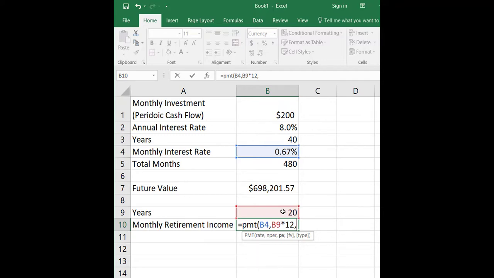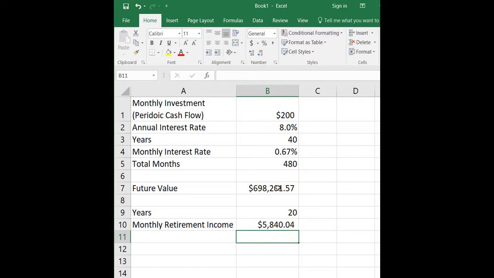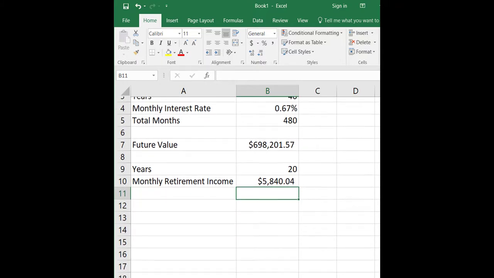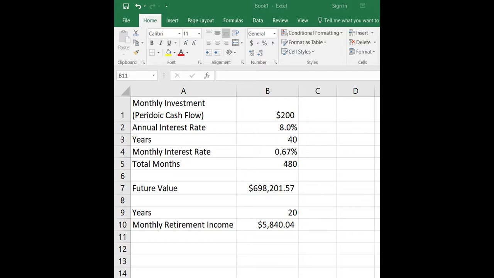So the present value is the $700,000 sitting in our retirement account. So we type a negative sign again because this is a cash flow argument, and we click on the $698,000 future value of our investment, and we close the parentheses, and we learn that we're just going to have almost $6,000 in monthly income every single month for 20 years in retirement, which doesn't sound all that bad. But we have to remember that inflation is going to eat that away, and $5,800 might not be enough.